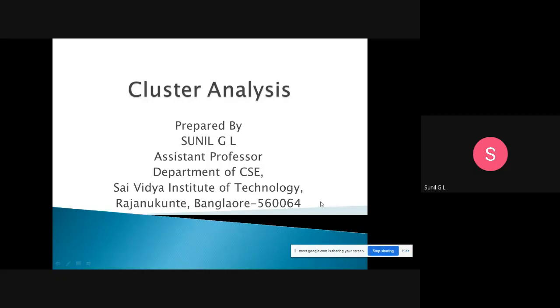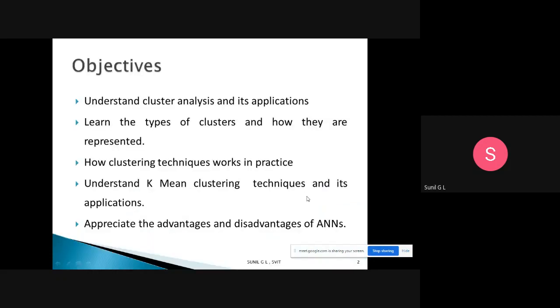The objective of today's class is to understand cluster analysis and its applications. What do you mean by cluster analysis and what are the applications of that? After that we'll learn about the types of clusters and how they are represented. That is the second part we need to discuss in today's class. Then how clustering techniques work in practice.